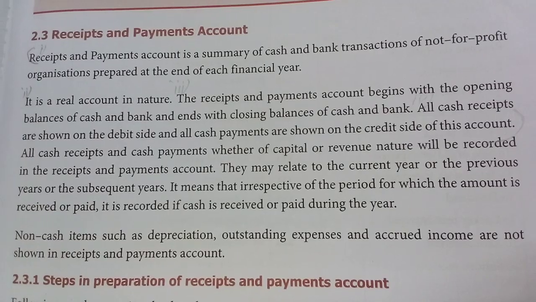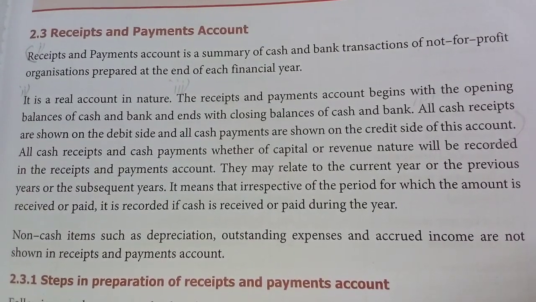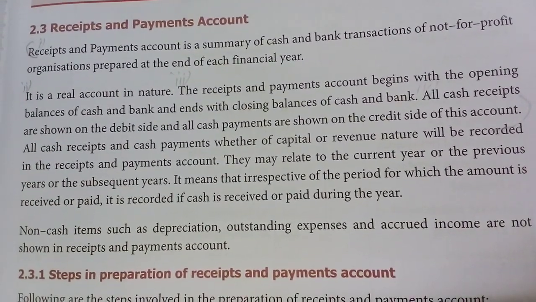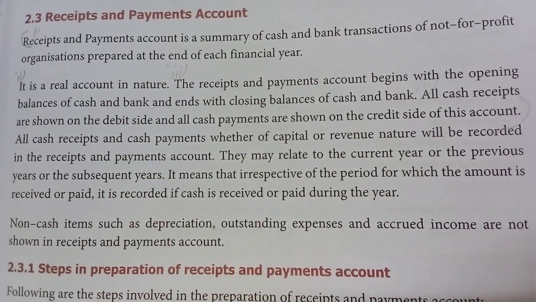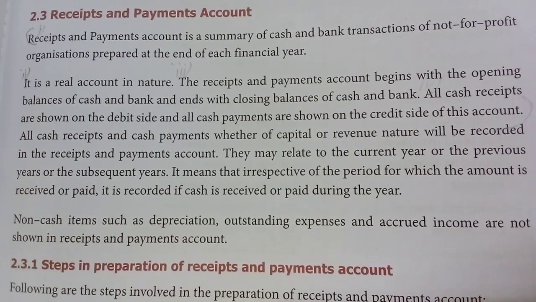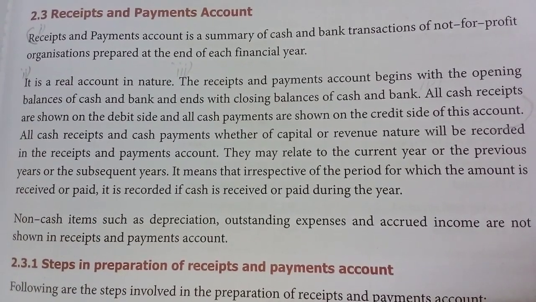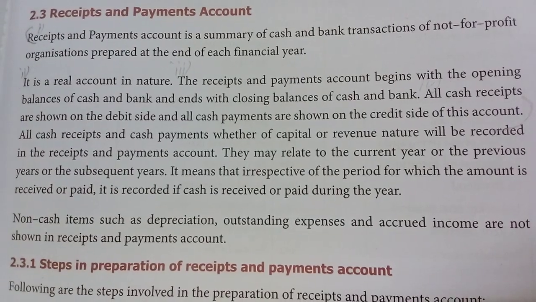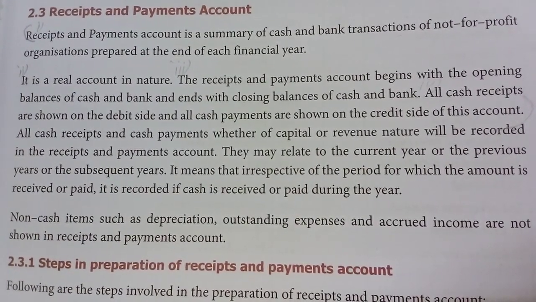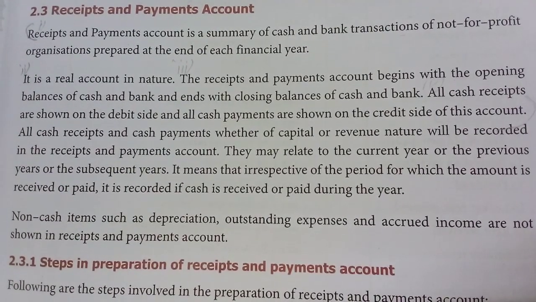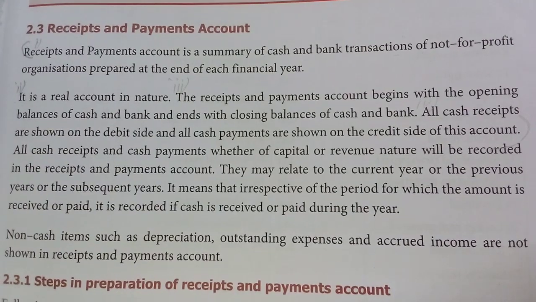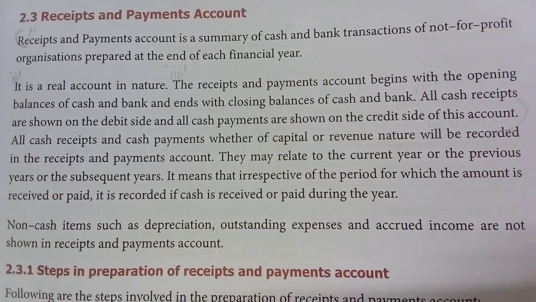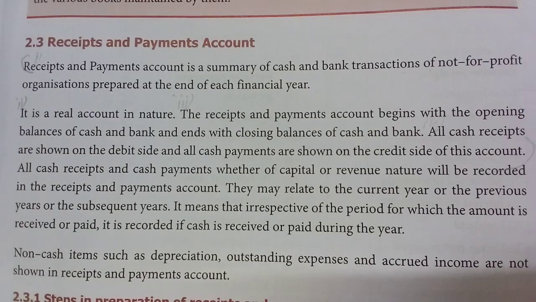So it is like a real account. So we should debit all the receipts on the debit side, and we have to credit all the payments, and do not need to differentiate between revenue items and capital items. Including revenue and capital items, you have to enter all the items in the receipts and payments account, irrespective of the year, whether it is the current year's payments or receipts, or the previous year's, or even the next year's, subsequent year's receipts and payments, we will enter everything in the receipts and payments account. But only one thing we should remember, we should not enter the non-cash items such as depreciation and outstanding expense, then accrued income, all these may not be entered.